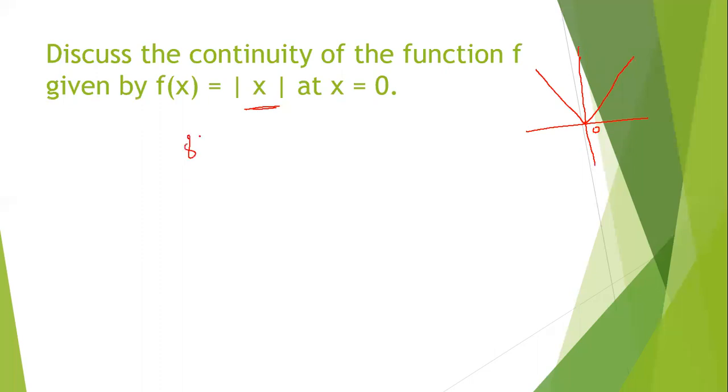So now let's define this. Yesterday I defined what f of x will be. f of x will be minus x if x is less than 0, and it will be x if x is greater than or equal to 0. So our function is defined at x is equal to 0.